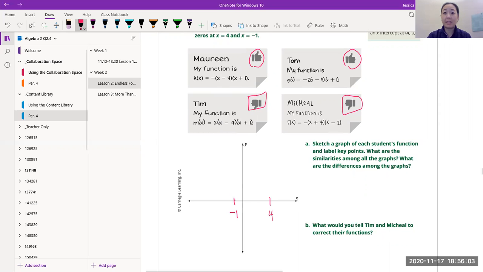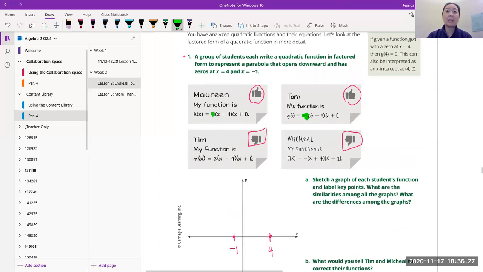We do know that this does open down, so it's going to go like this, right? But we don't know how high or whatever. But we do know that this first number right here has to be negative. One has a -1 and one has a -2, which is fine. The problem above did not say what number it should be, so we just know that it is negative.